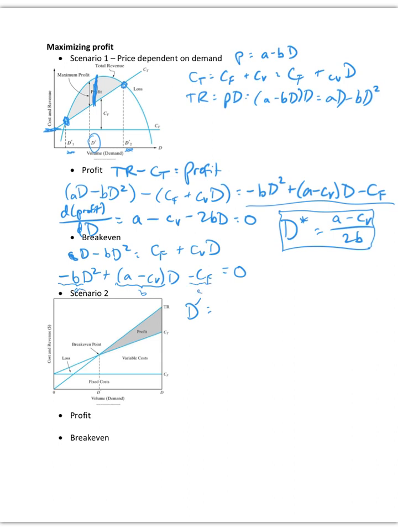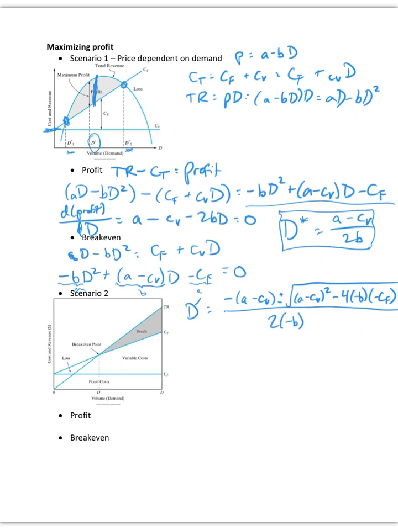So negative b, that's what the first term in the quadratic formula is, minus A minus C sub V, plus or minus the square root of b squared, A minus C sub V squared, minus 4ac, minus 4 times a, which is negative B, times c, which is negative C sub F, all over 2a, which is 2 times negative B.